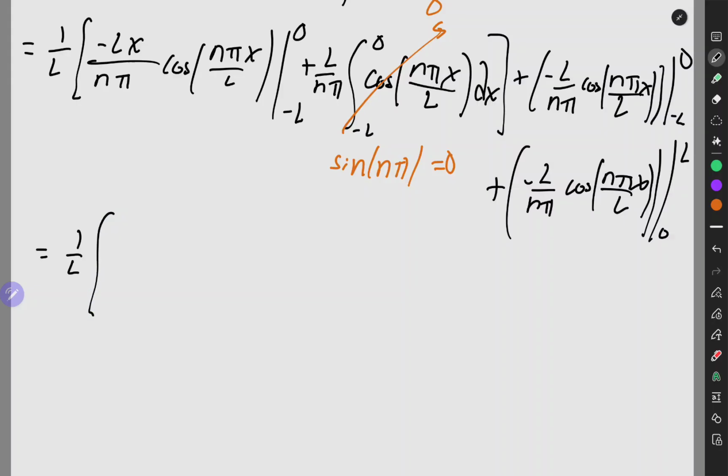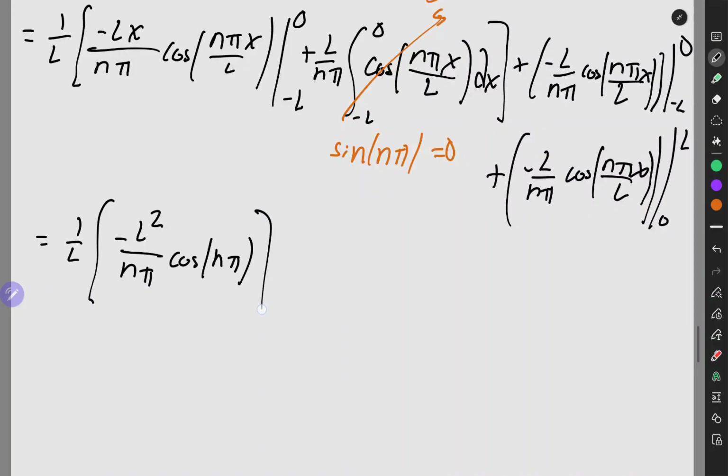Plug in 0, that's just 1. Plug in negative L. Wait. Plug in 0. That would be 0. Whoa, what am I doing? Okay, plug in negative L. This would be negative times a negative times a negative, which is a negative. L squared over n pi times cosine n pi.